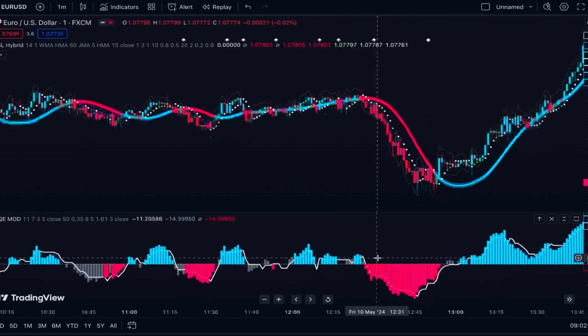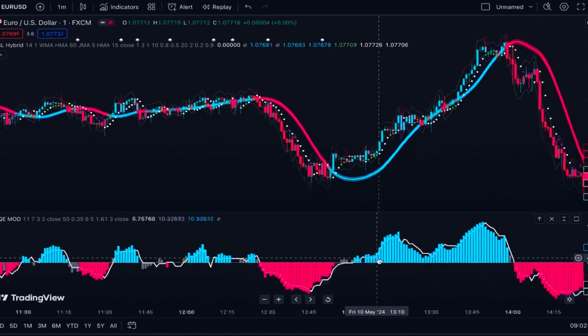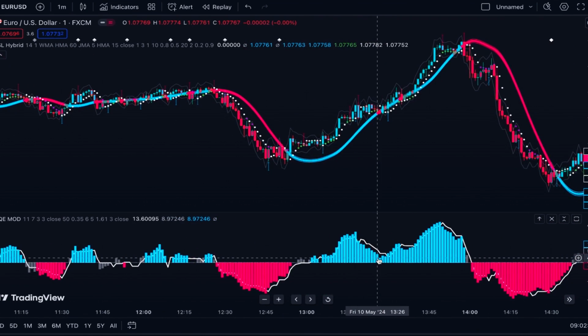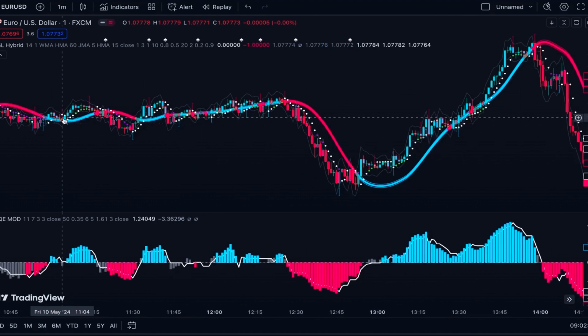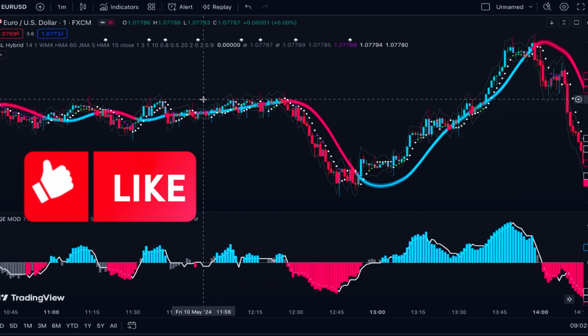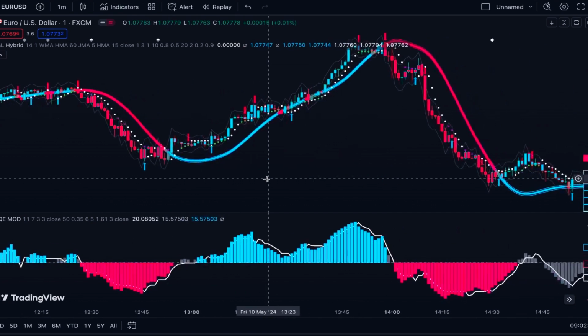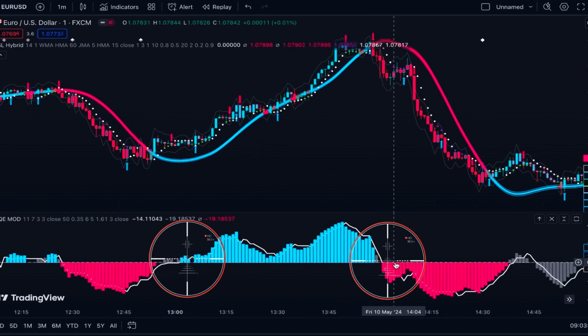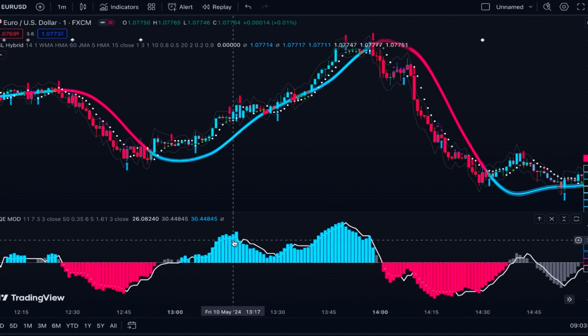These short-term signals of flat market are good for fine-tuning your entry or exit points, but for identifying longer term trading ranges like here, we need another indicator which I'll explain later in this video, so make sure you won't miss it. So when the histogram changes from gray to blue or red, it can be the starting point of an uptrend or downtrend.